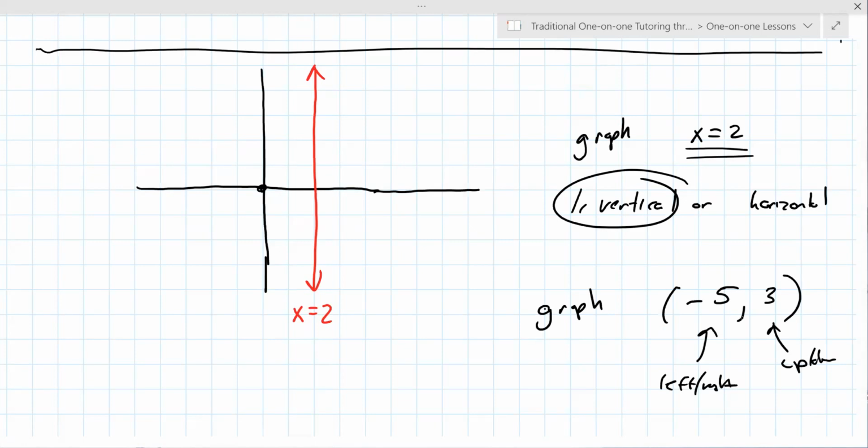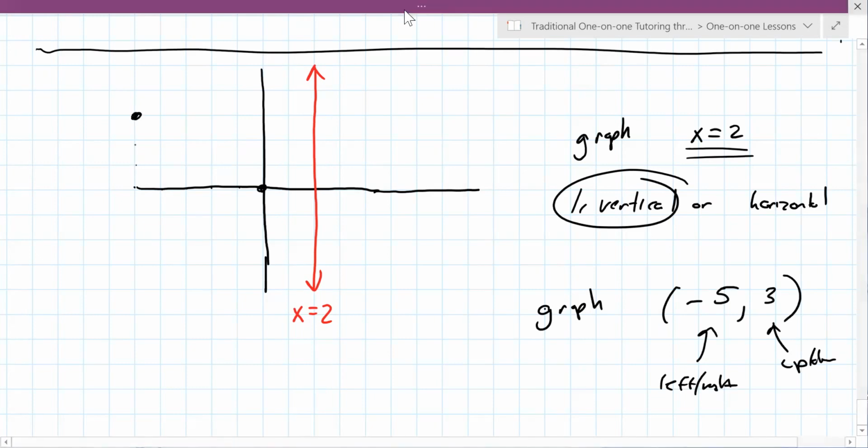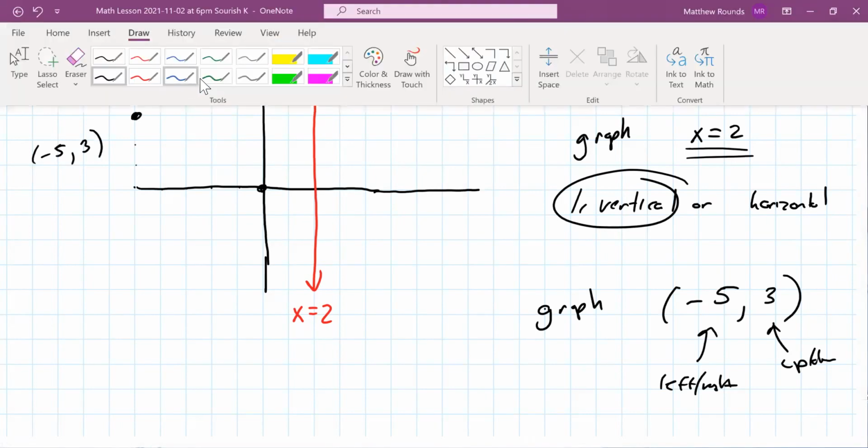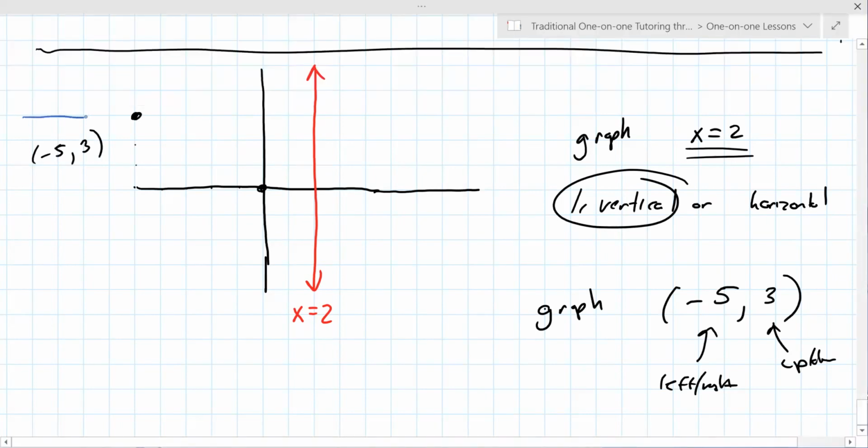It's not horizontal. It's just an ordered pair. That's all it is. It's just a point. -5 means you're going left 5, 1, 2, 3, 4, 5, and then you're going up 3. Okay, so that's the ordered pair, -5, comma 3. Is that okay? Yep. Now I'm going to draw two lines.